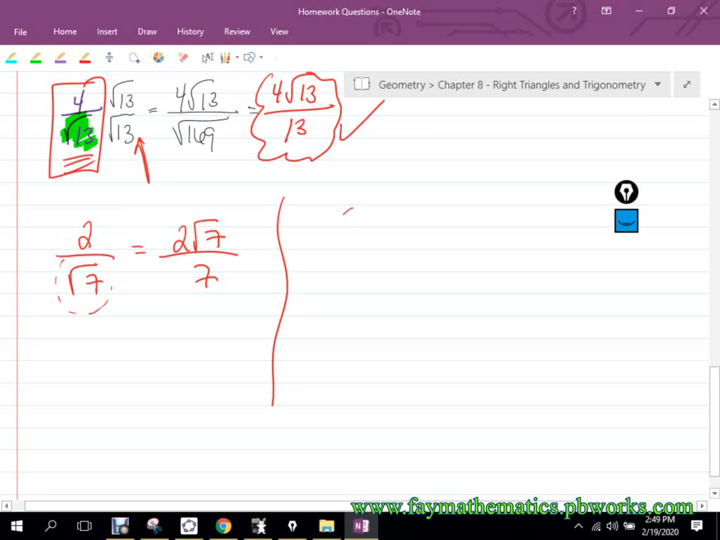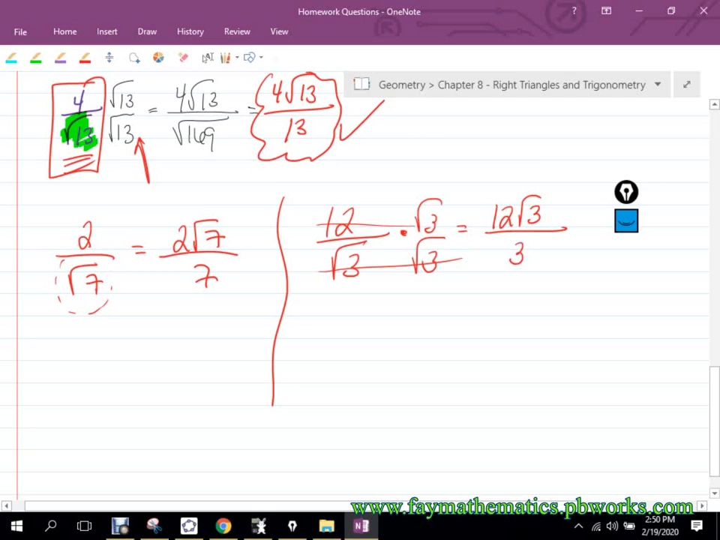If we have something like this, let's go 12 over radical 3. We'll multiply by radical 3 over radical 3, right? Gives me 12 radical 3 up top. I'll multiply straight across. What's that going to give me on the bottom?